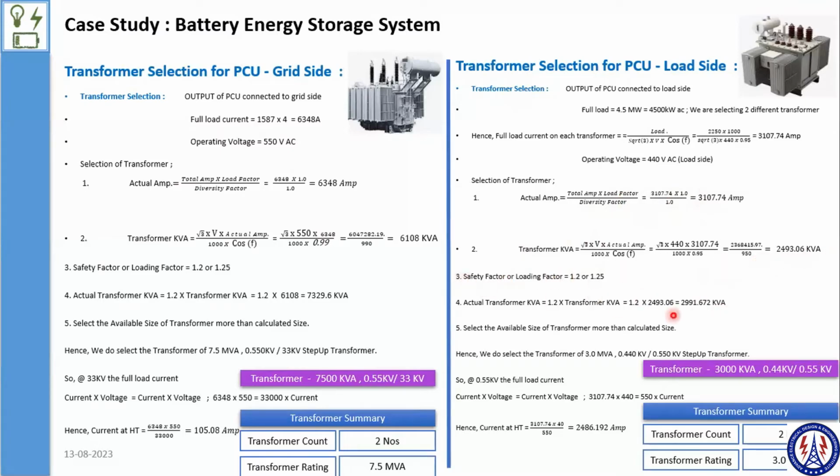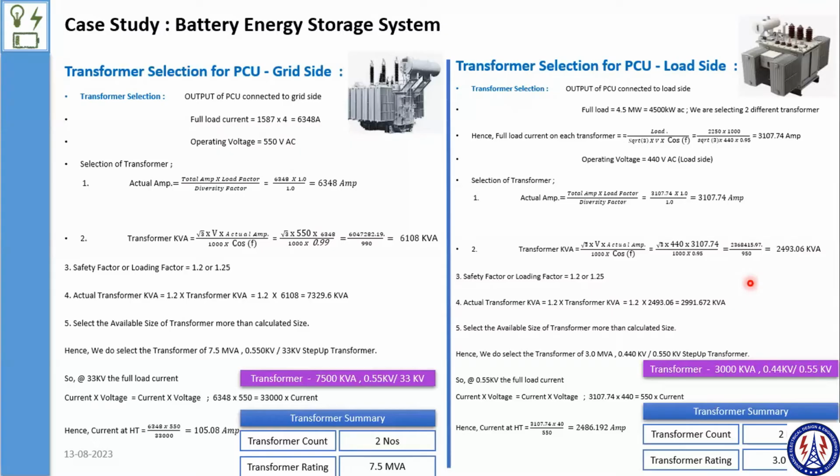So including the safety factor and all, this determines the transformer capacity, and the transformer is 3000 kVA each. Right, 3 MVA, or you can say a 3 MVA transformer you can deal with. Okay, on the load side, 3 MVA each. And how much is the load you want to operate?